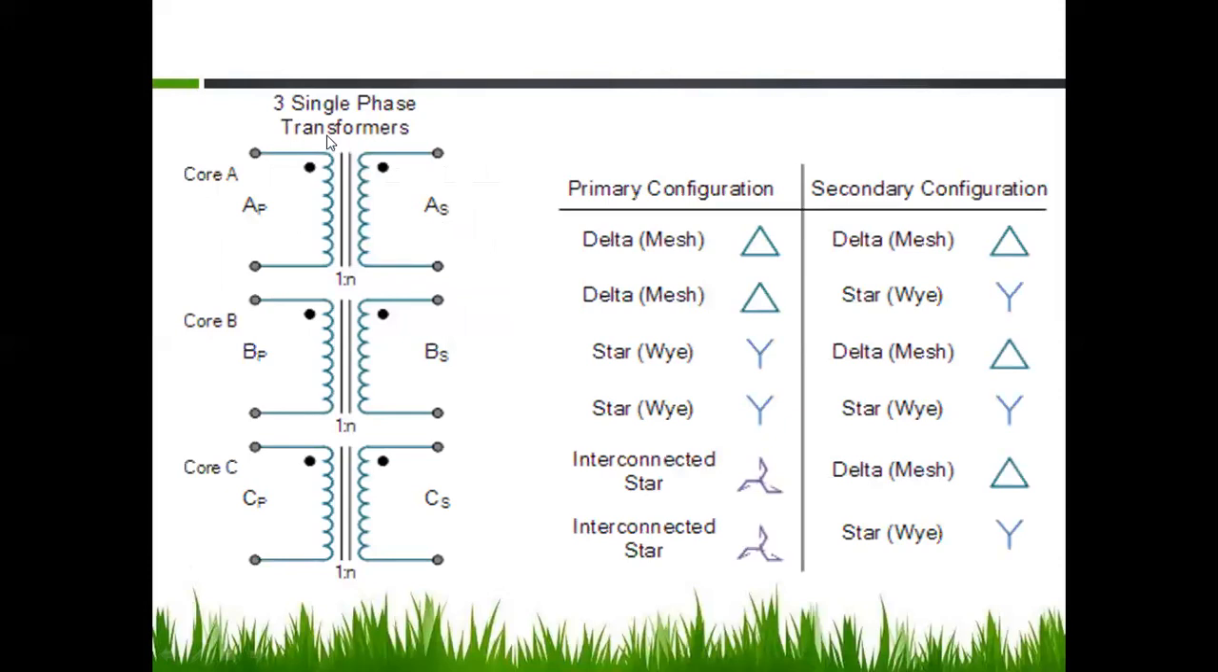Three single-phase transformers are connected in such a way as to form a three-phase transformer. Let us take the primary and secondary configurations. One is the delta-delta, the mesh connection. This is the symbol of the delta mesh connection. Delta-star, or Y connection, is clearly seen, it is like Y. Then star-delta, star-star, and interconnected star connections. This is the general primary and secondary configuration of the different types of transformer connections.